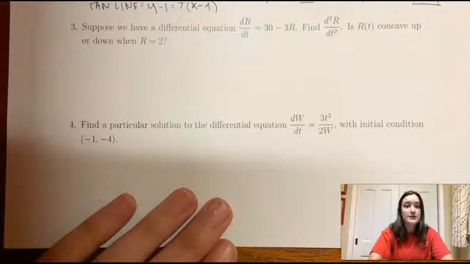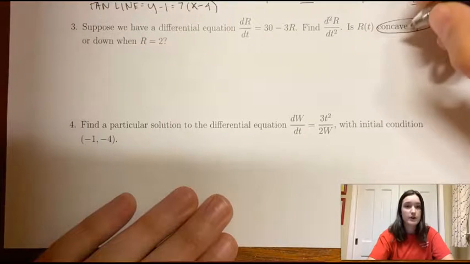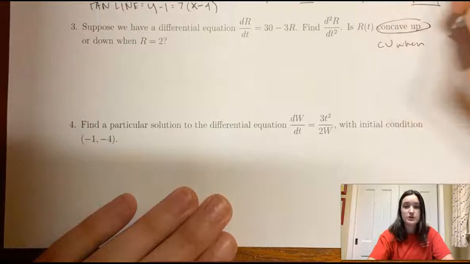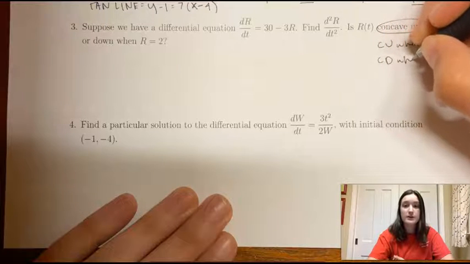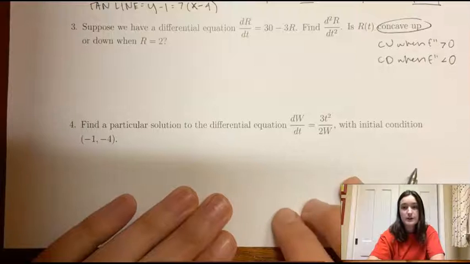So this has a differential equation, but overall it's really just a question about concavity. So the question is, is r of t concave up or down when r equals -2? And I just want to remind you that a function is concave up when the second derivative is greater than 0, and it's concave down when the second derivative is less than 0 or negative.